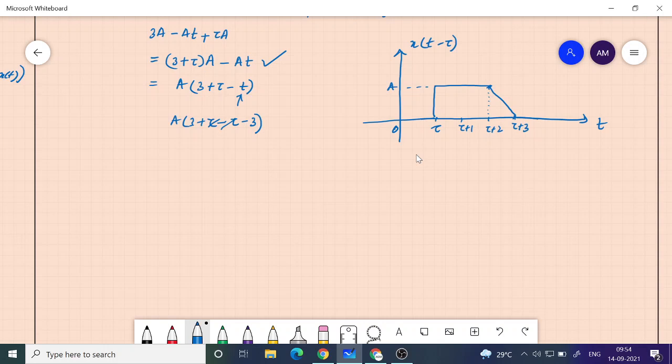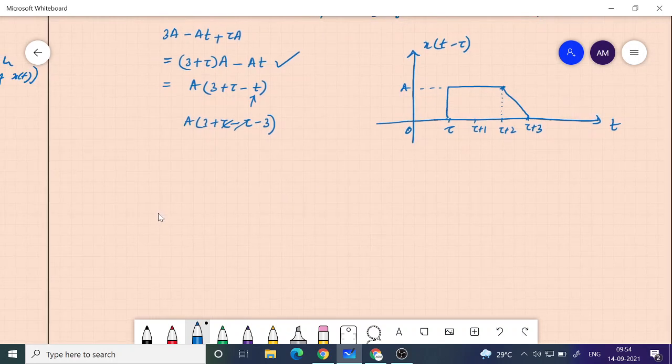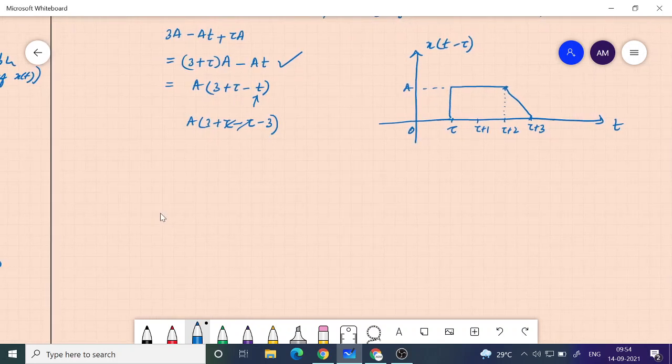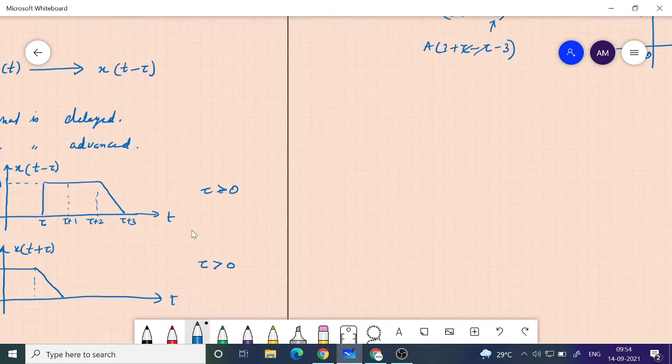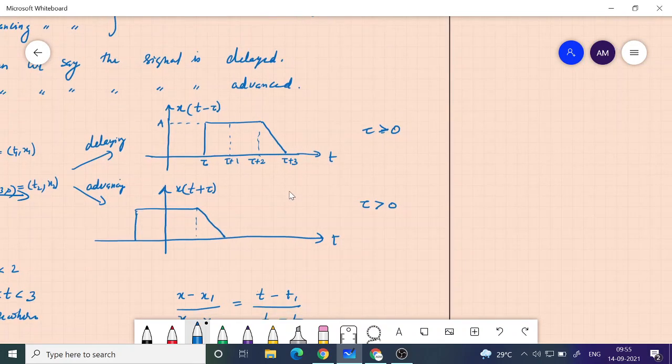No, so it means for advancing signal, yes. For advancing signal, if tau is positive, then the advanced signal is represented by x of t plus tau. Sir, but we have represented it in a delayed signal form. Yeah, so I have only shown this with respect to t minus tau.